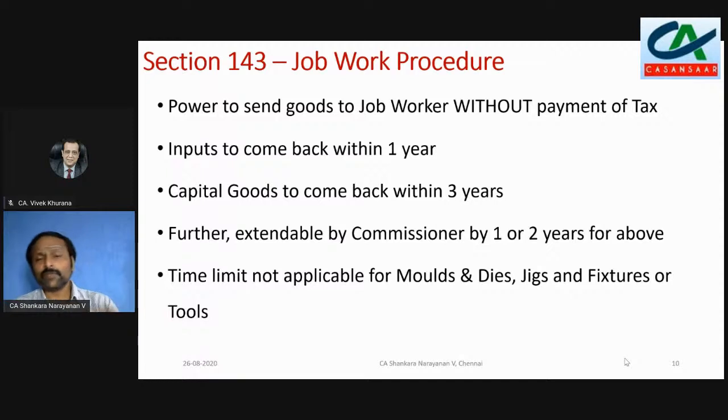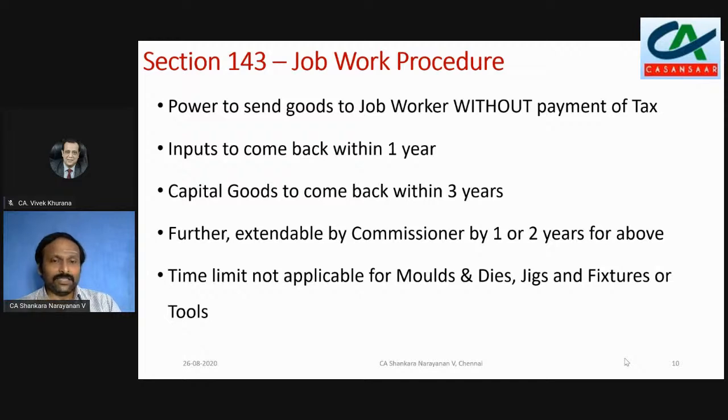And then a very important exclusion. In case of the capital goods, especially those in the nature of molds, dies, jigs, fixtures or tools, 5 items which generally travel in case of an automobile industry or an engineering industry from the manufacturer, that is the original equipment manufacturer, to the job worker. For capital goods in the nature of these 5 categories, molds, dies, jigs, fixtures or tools, the time limit of 3 years is not applicable.